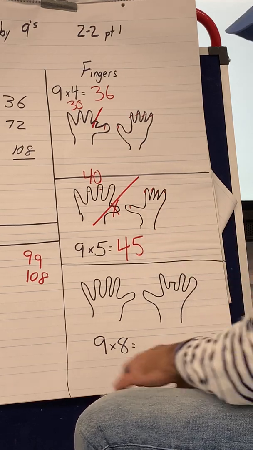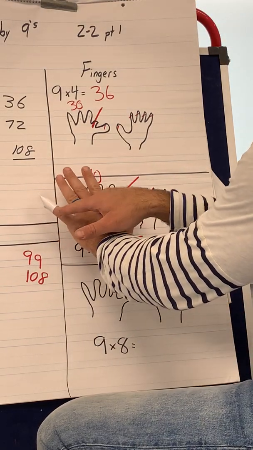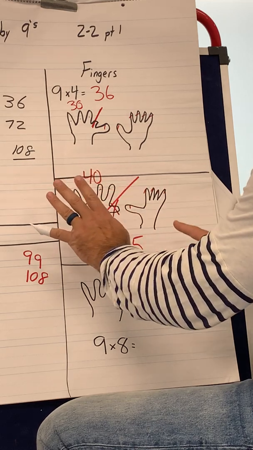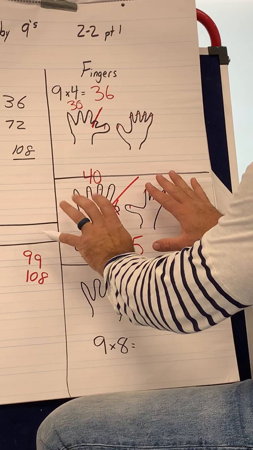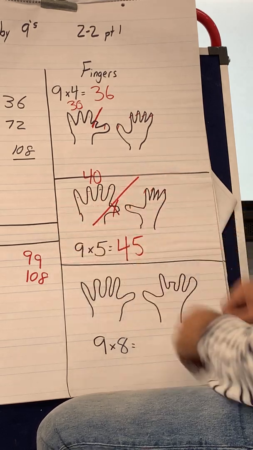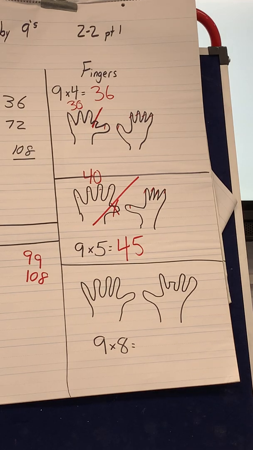So say I was doing 9 times 5. I go down to the 5th finger, starting at your pinky. 1, 2, 3, 4, 5. Put it down. So I have 45. Or say I was doing 9 times 8.